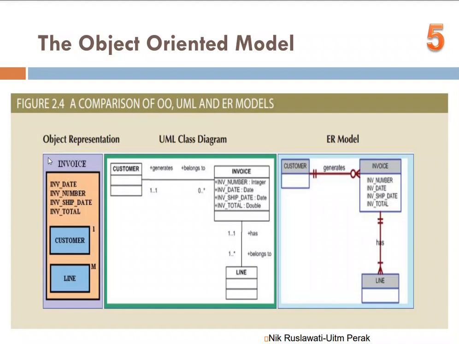Okay, so you can see here, this is the object orientation. We have invoice. Then inside invoice, we have invoice date, the attribute invoice number, invoice ship date, invoice total, and then relationship between customer and line, which is related to the invoice. This is how the OO, object oriented model represent the object. Okay, you can see the relationship here. You can see the object, invoice, and then the relationship among customer and line.